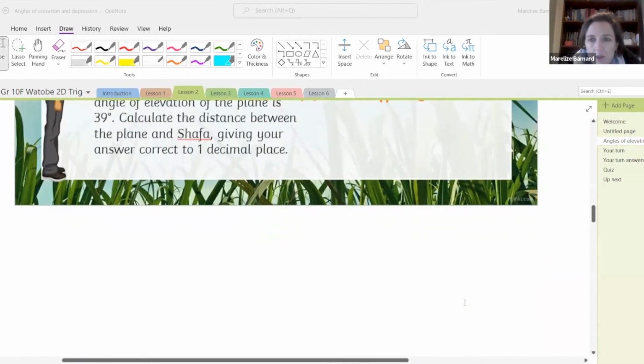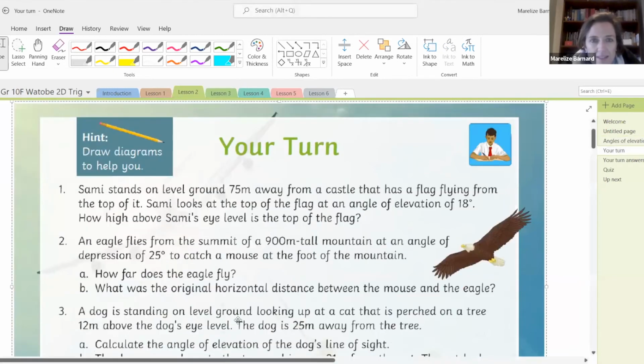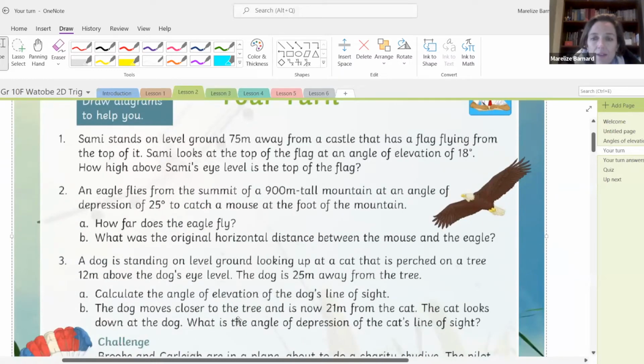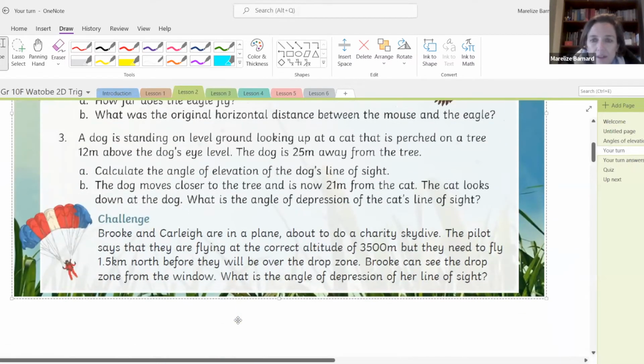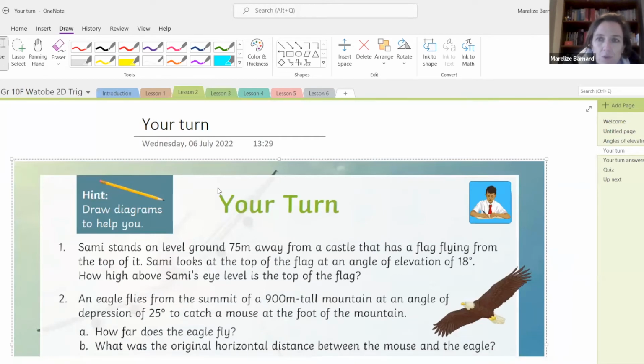Okay, so let's see what else we've got this evening. We've got lots of sums here. And here, like I said, we are going to start doing ones now where you have to draw your own diagram. Okay, so let's have a look at this first question.